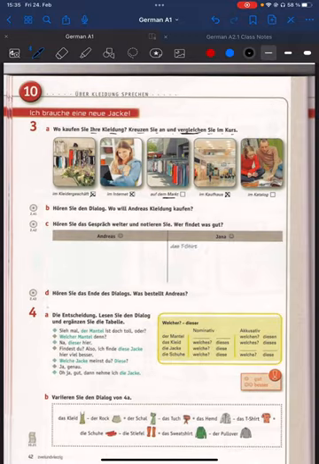Then hören Sie den Dialog. Wo will Andrea Kleidung kaufen? Hear the dialogue. From where does Andrea want to buy her clothes?